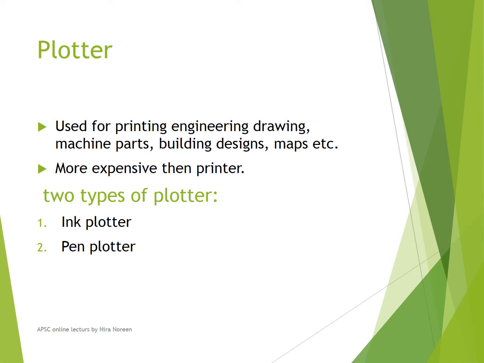And there are two types of plotters: ink plotter and pen plotter. Ink plotter is basically used for printing images, whereas the pen plotter is used for printing engineering drawings, maps, machine parts, building designs, etc. A plotter is a slow output device, but its printing quality is good.